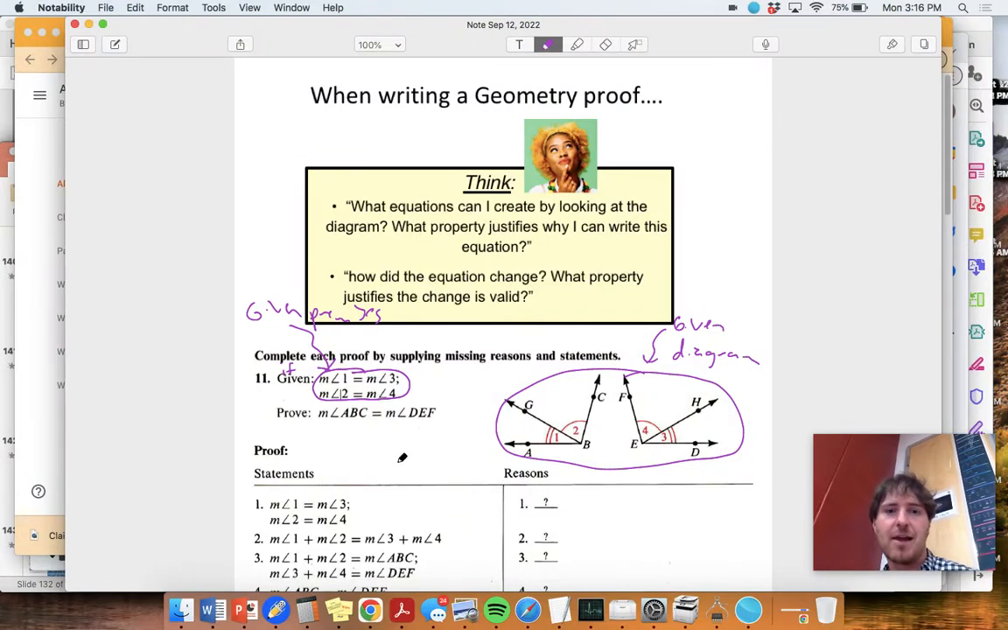So what do we notice here? Do we get this from the diagram or from the given premises? This is from the given premises. This is the same exact thing that we see written next to the given up top. So I can write given next to it. There's my first step.